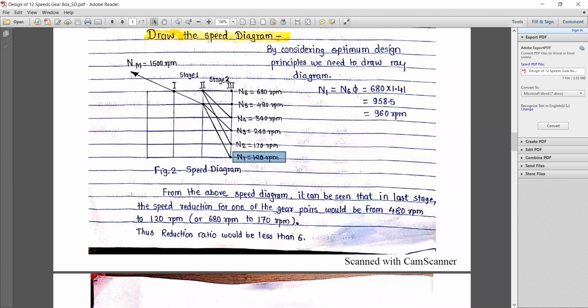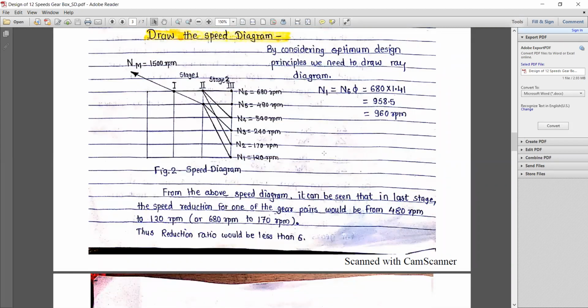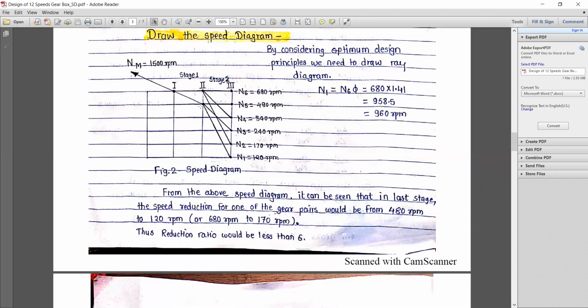Okay, so from the speed diagram, it can be seen that in the last stage, the speed reduction from one of the gear pairs would be from 480 rpm to 120 rpm, and in the other case 680 rpm to 170 rpm. Here we need to understand the speeds formed at the second stage. Look here, this is the 480 line, and here the 680.